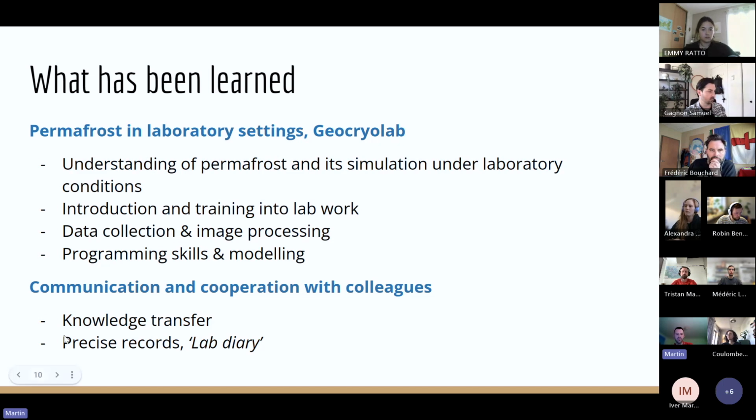And for that reason, we had something called a lab diary. So at the beginning, we started to record everything because we were dealing with a lot of failed experiments. So we wanted to avoid these failed experiments and errors in the future. So everything was precisely recorded and saved for later. So if someone is coming after me, they will know what to do.